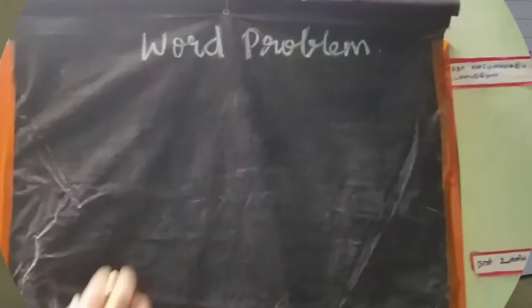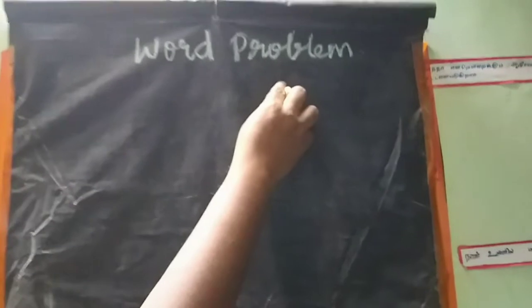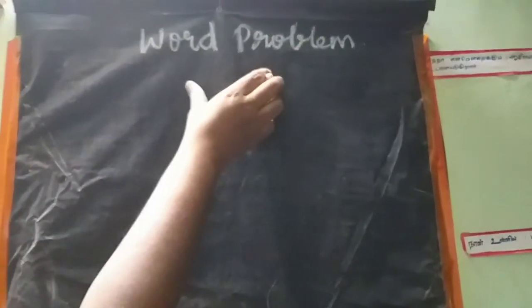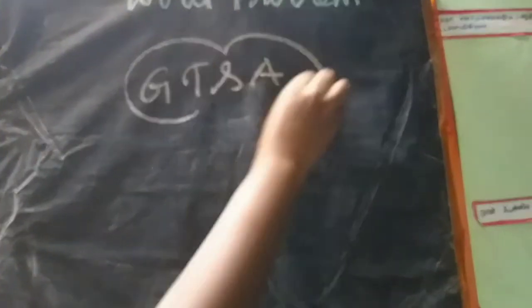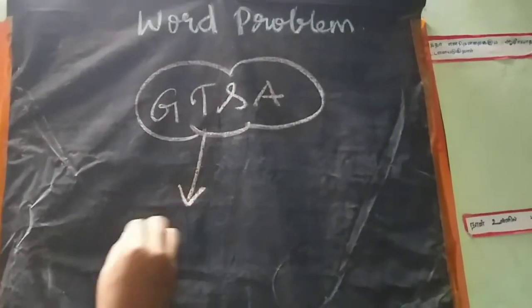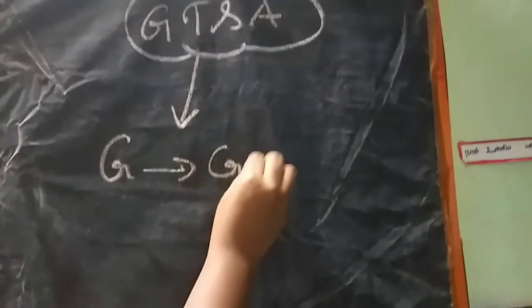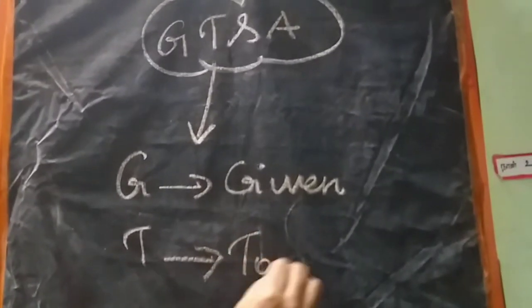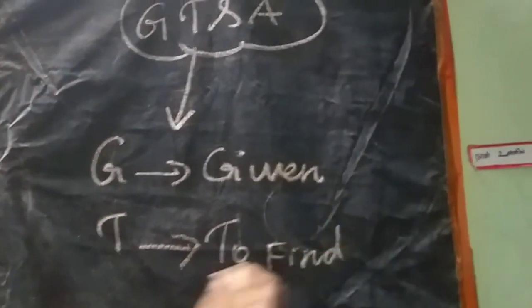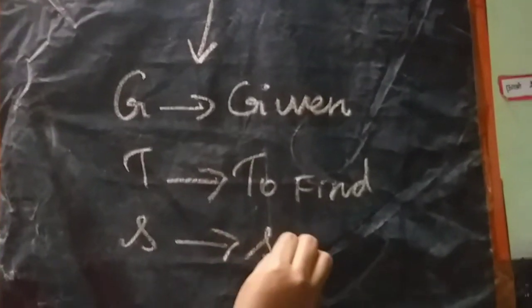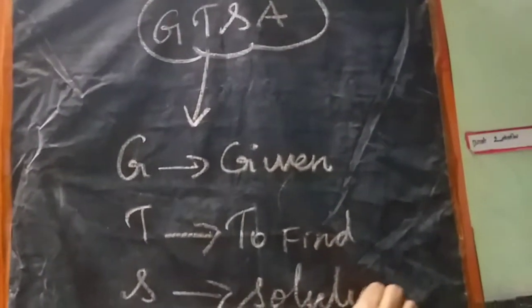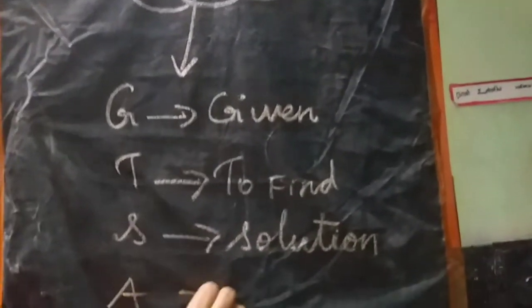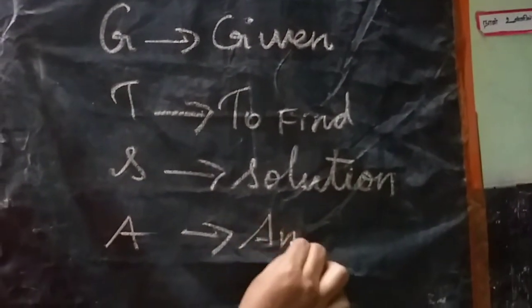Very good, students. Today we are going to study word problems, and say what are the headings, what is the short method for word problems. Yes, G, T, S, A, isn't it? This is the short form of the word problem. G means given. T, to find. S for solution. And A for answer, isn't it?